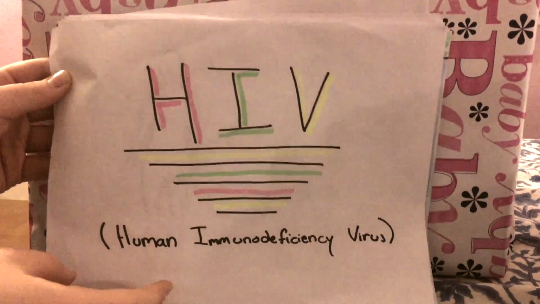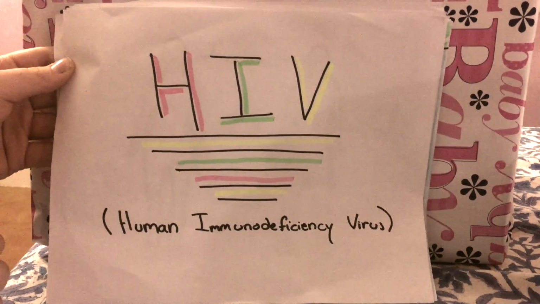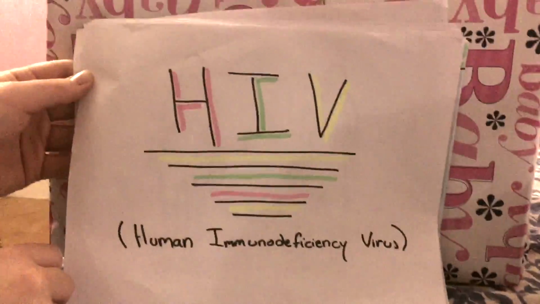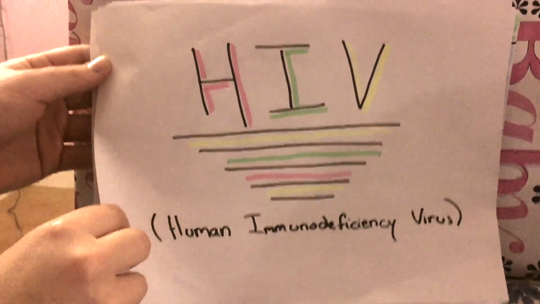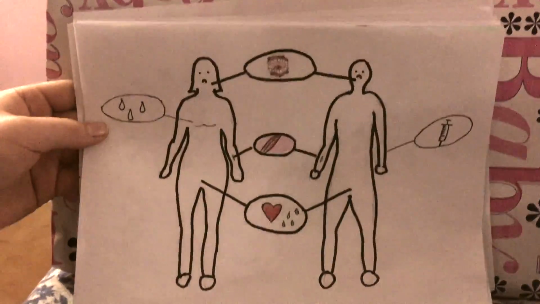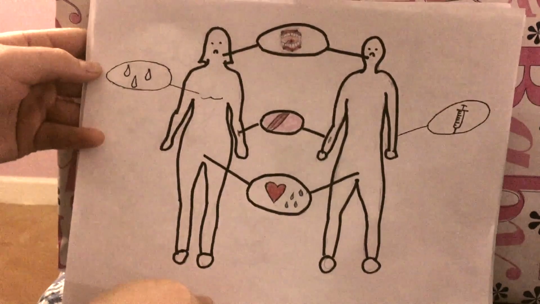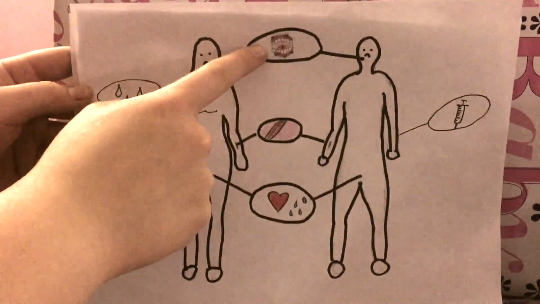HIV, or human immunodeficiency virus, is a virus that attacks and weakens the immune system within humans to the point where it stops serving its purpose of protecting the body from diseases. This disease can be spread by the exchange of infected bodily fluids among two or more people.